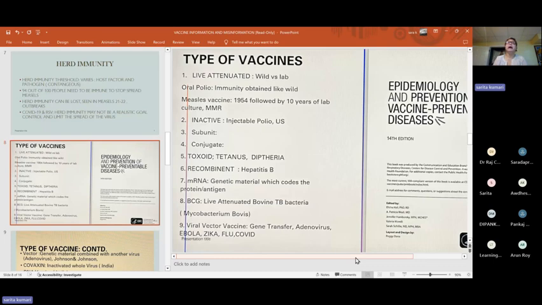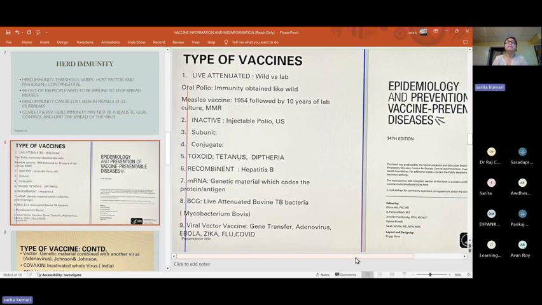And also how this concept came about. There was a case of measles in 1954. A boy had measles, and that virus was taken into the lab and cultured for 10 years before it got attenuated. And that's how the live attenuated virus vaccine, one of the waves, started.